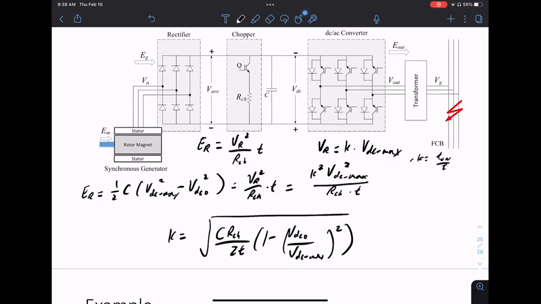Hopefully this will be a number between 0 and 1. You have to size this thing correctly for this to come out between 0 and 1. If it's not between 0 and 1, then you're in trouble. But all of these values are sized such that K will be between 0 and 1, and that's how you control this. So this is the chopper circuit to spend energy.